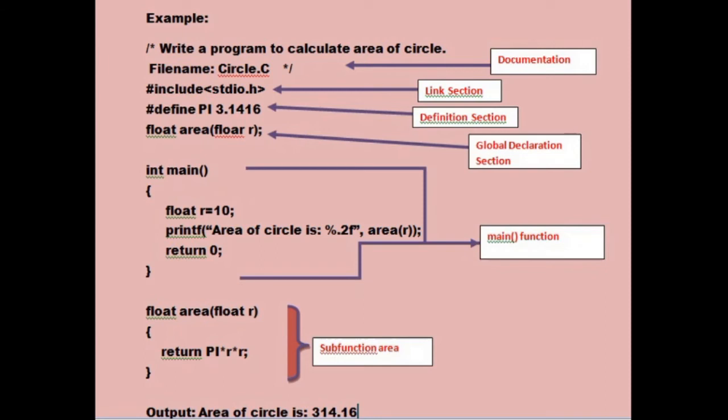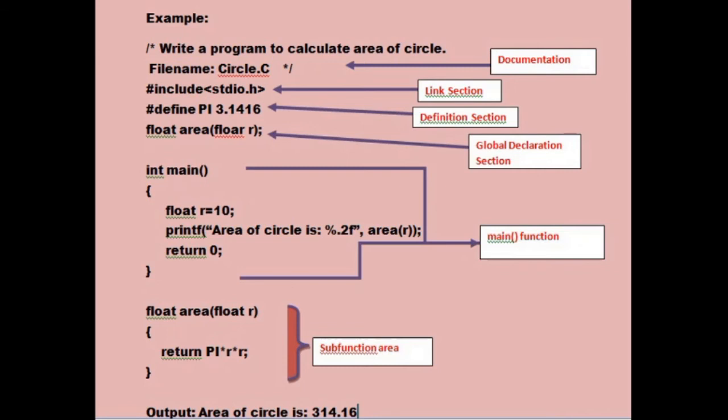Then our float area(float r); statement is our global declaration section. Here we are declaring a global user defined function area that takes a single argument of type float and returns a float type value.